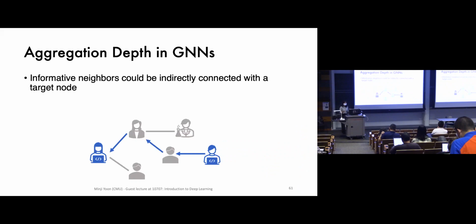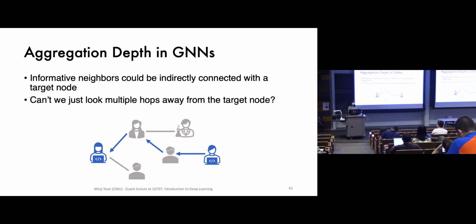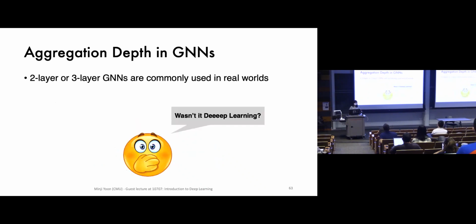Maybe informative neighbors are not directly connected with me, but hidden in 2 hops or 3 hops from me. Maybe they are hidden in 5 hops from me, but we don't know where exactly those informative neighbors are hidden. Then our natural thought is, why don't we just make a deep GNN? Then at least we will not miss the informative neighbors.